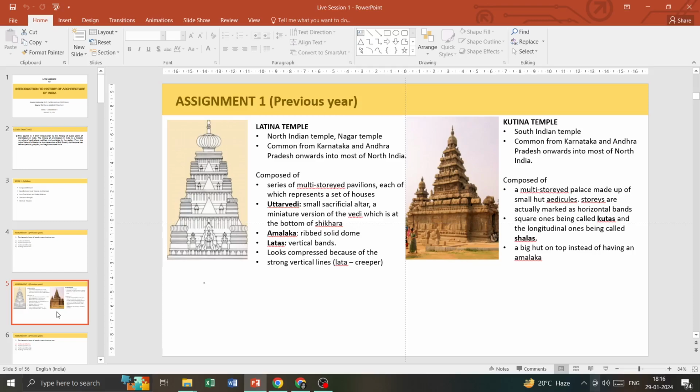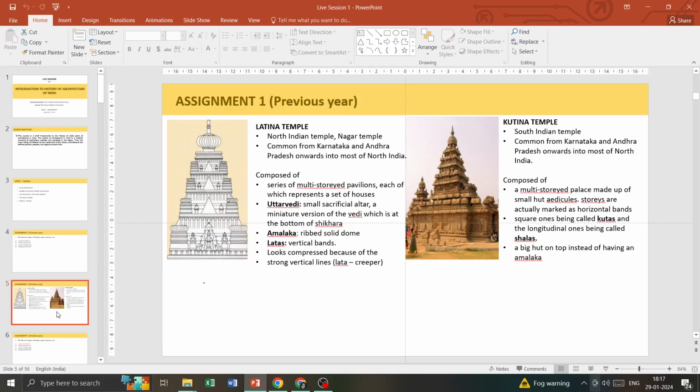That's why it's called North Indian temple also. So, what is a Latina temple comprised of? In a Latina temple, you have different platforms and pavilions which are multi-storied, and each of these pavilions represents a set of houses. Then after each set of these pavilions, there is an Uttarvedi. Uttarvedi is a miniature, an edicule of an altar, a miniature version of the Vedi which is at the bottom of Shikhara.